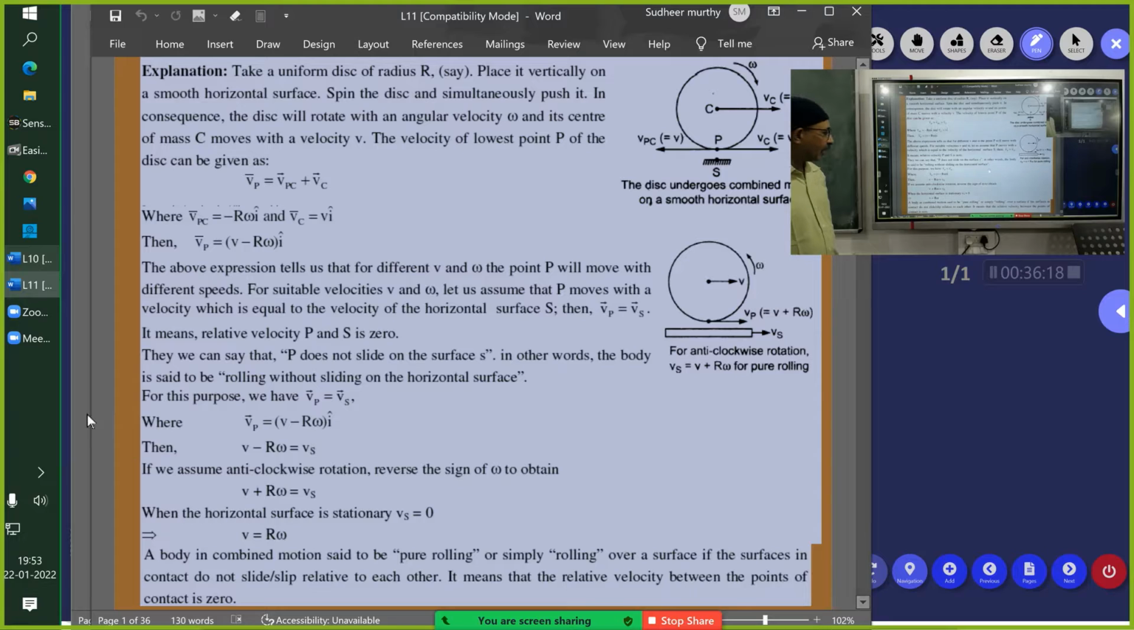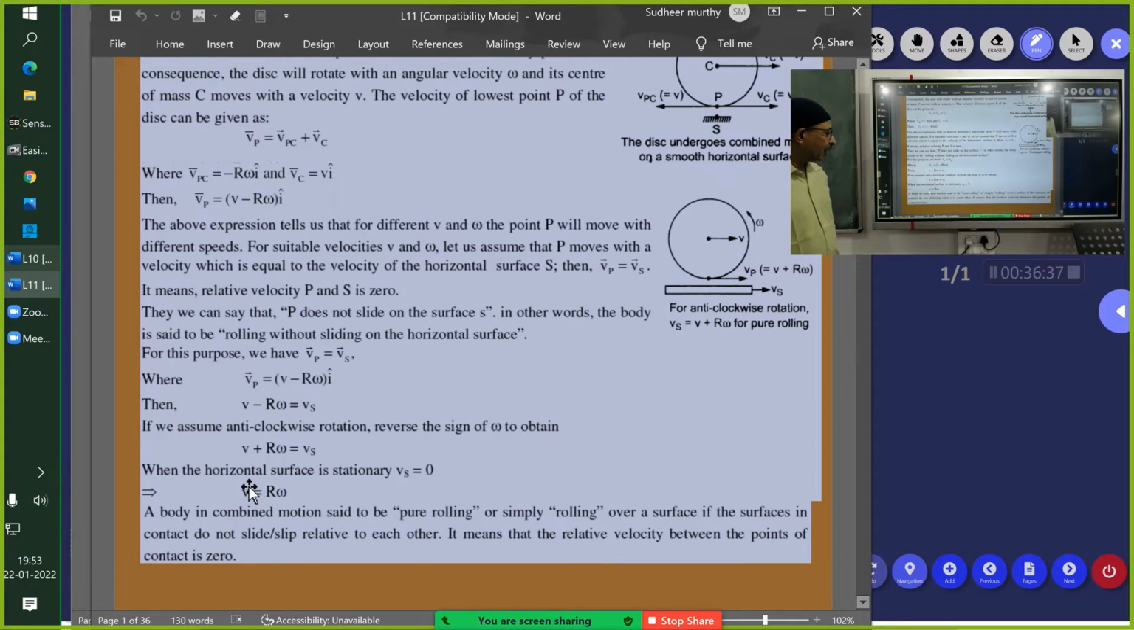For this purpose, we have Vp is equal to Vs. So V minus R omega is equal to Vs in the first case. If you assume anti-clockwise rotation, reverse the sign. When the horizontal surface is stationary, then Vs is equal to 0, and then V is equal to R omega.